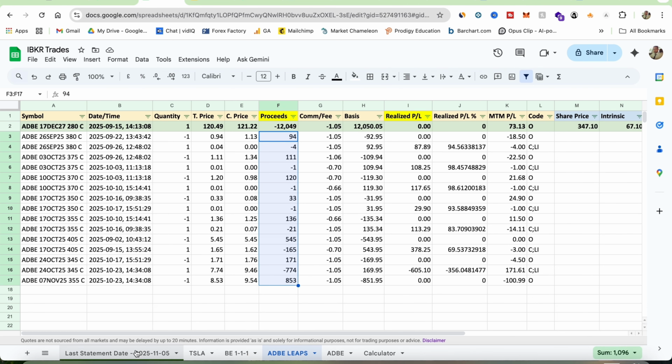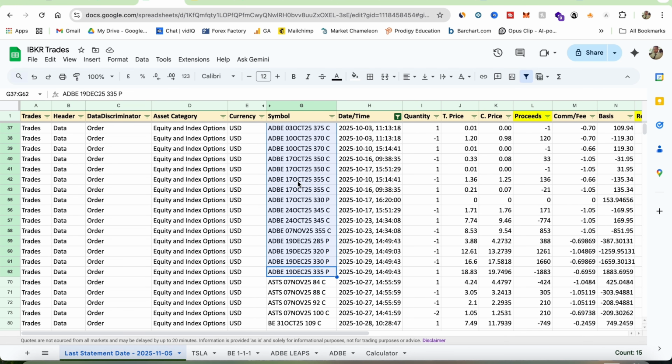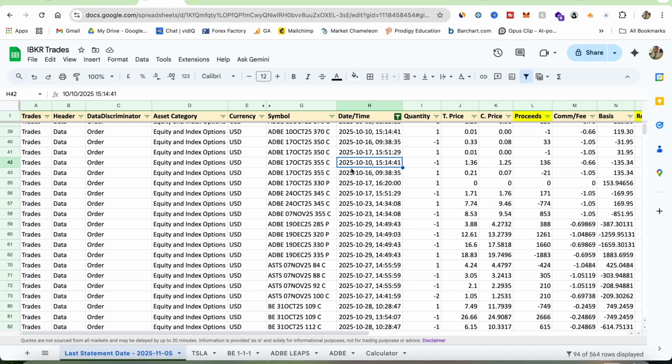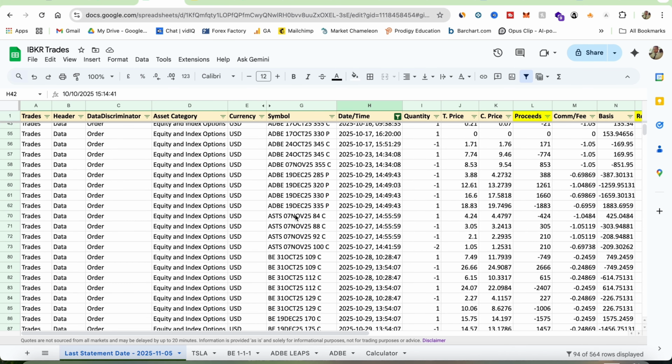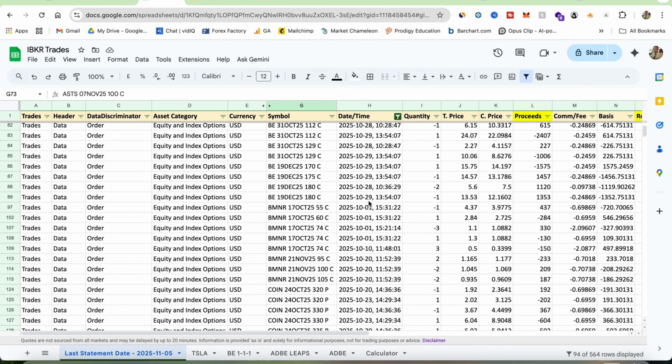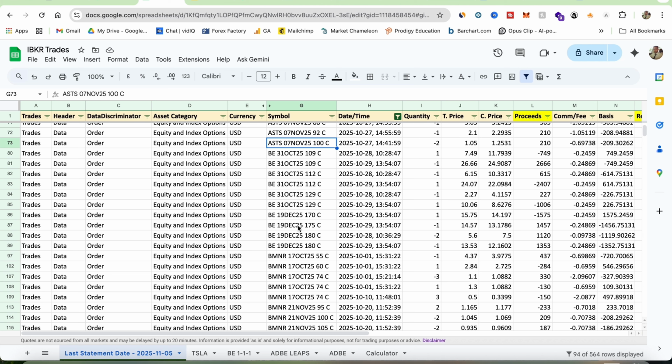And there are some additional trades in this statement that are not inside the leaps, just because I haven't updated it. So again, made some good money from Adobe this month. ASTS is a 111, plus I sold some naked calls on there as well. BE, which is Bloom Energy. So this is a stock that has got me in a bit of trouble.